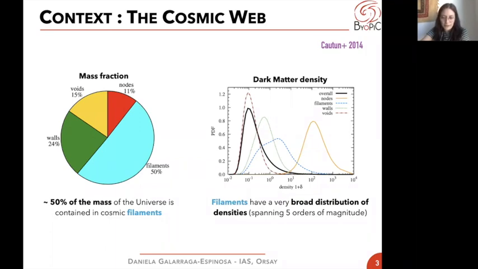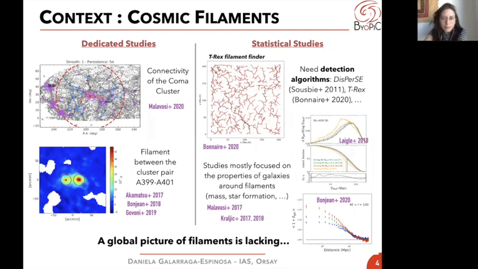However, filaments are not very studied because they are very hard to observe. Now I will tell you a bit about the current knowledge that we have on cosmic filaments. We can study them by performing dedicated studies, for example, something that is done in my group at IAS.